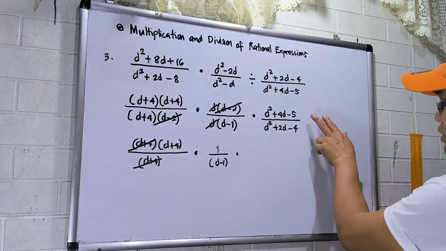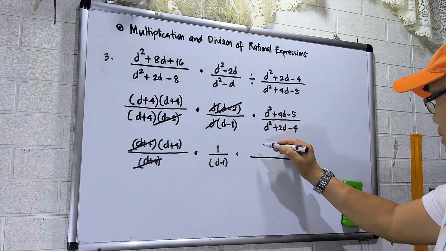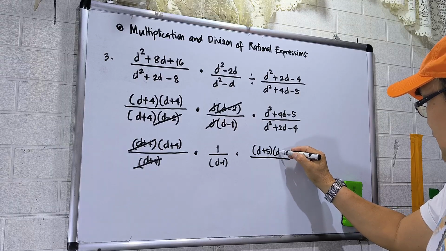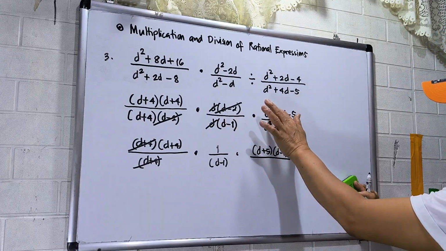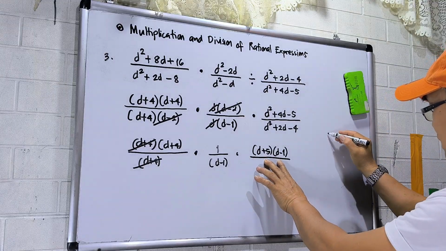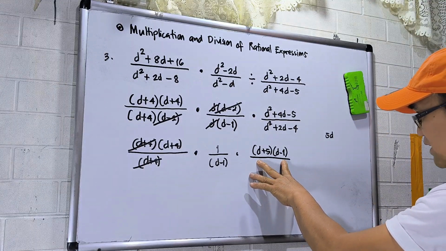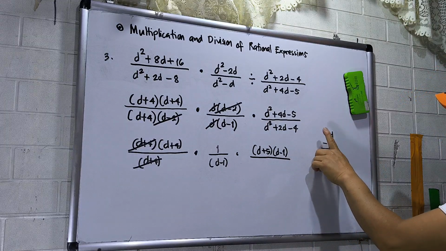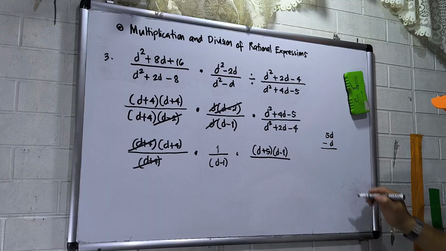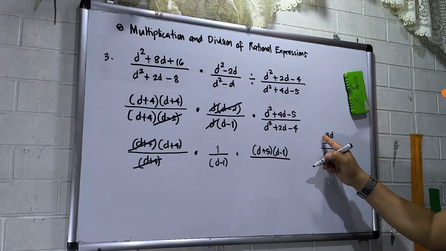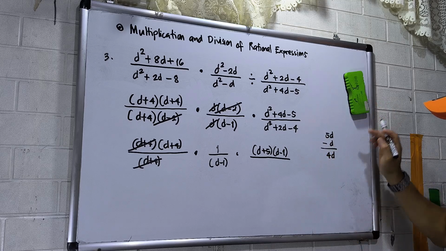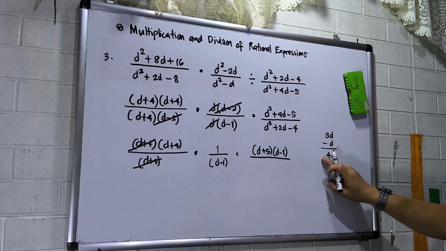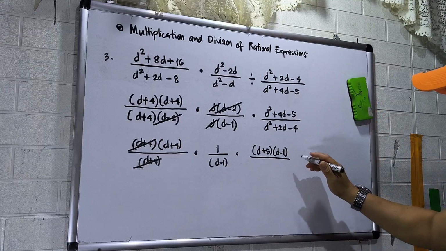Then times, factor the numerator: (d + 5)(d - 1). Okay, let us check if we will come up with positive 4d. 5 times d is 5d. Negative 1 times d is negative d. Since this is unlike signs, the operation is subtraction. 5 minus 1 is 4d. Since 5 is greater than 1 and the sign of 5 is positive, the answer will be positive 4d. Correct. How about the denominator?